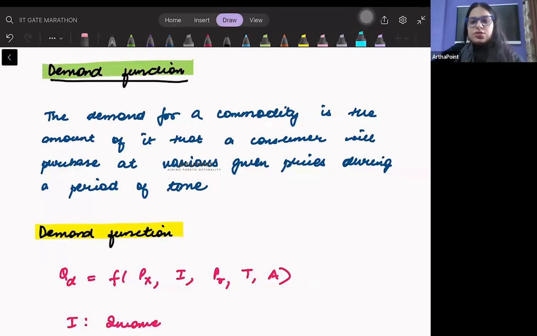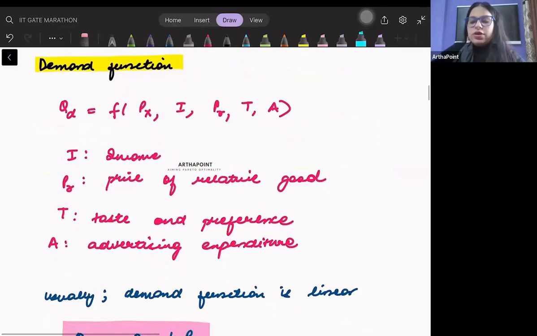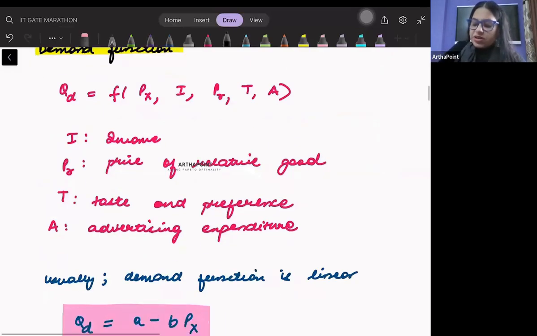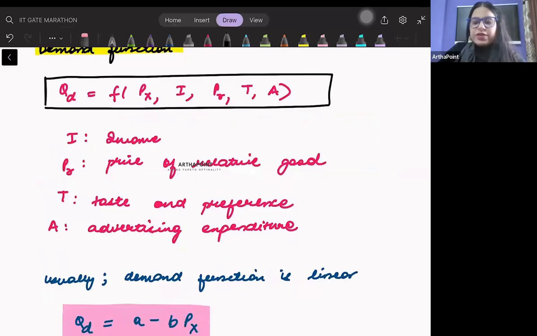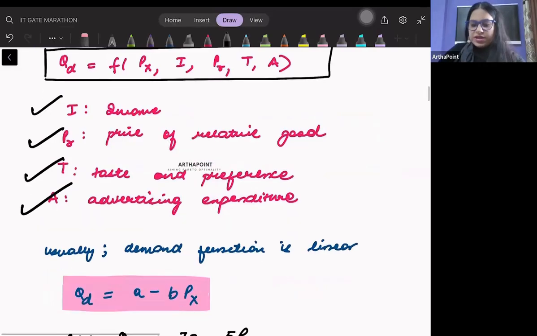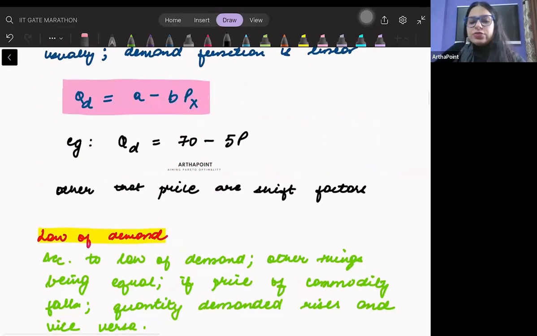Okay, cool. Thank you. So demand function very basically just means that we are writing quantity demanded as a function of different variables. This is very, very basic. Different variables जैसे income, price of related good, taste and advertising. Now, you have to remember that most of the time the demand function is a linear function.